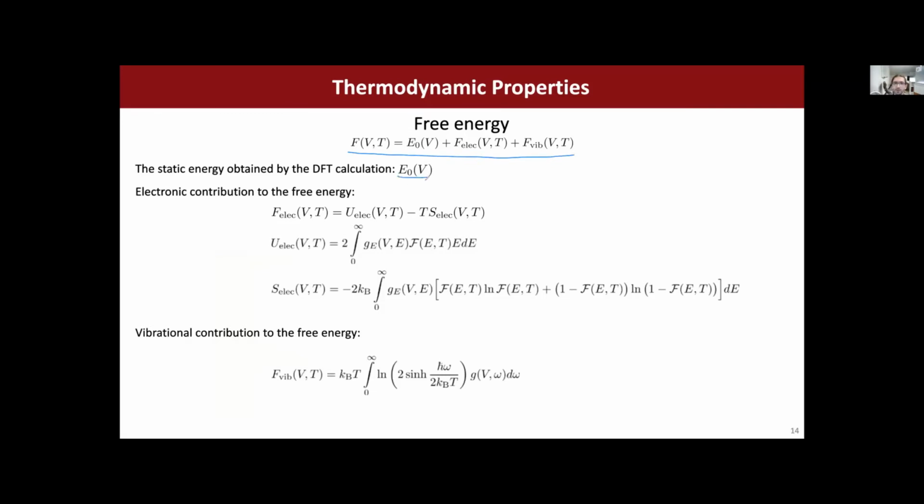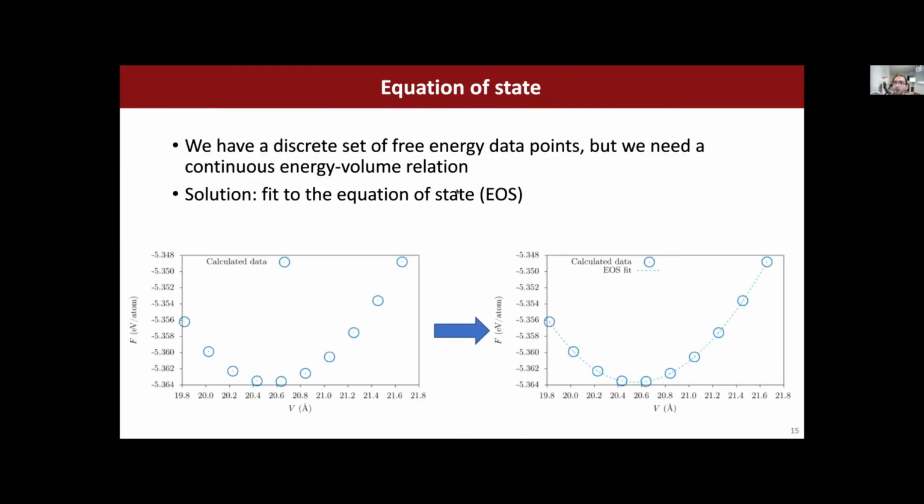First one is E0, which is static energy as obtained by DFT calculation. You have a contribution coming from electrons, and this free energy will contain internal energy and electronic entropy. And you can extract this information from electronic DOS, which is here labeled as GE. And capital F here is a Fermi-Dirac distribution. And of course, you can calculate vibrational free energy. And for this, you need to have a phonon DOS. Once you have this information, you basically have everything you need.